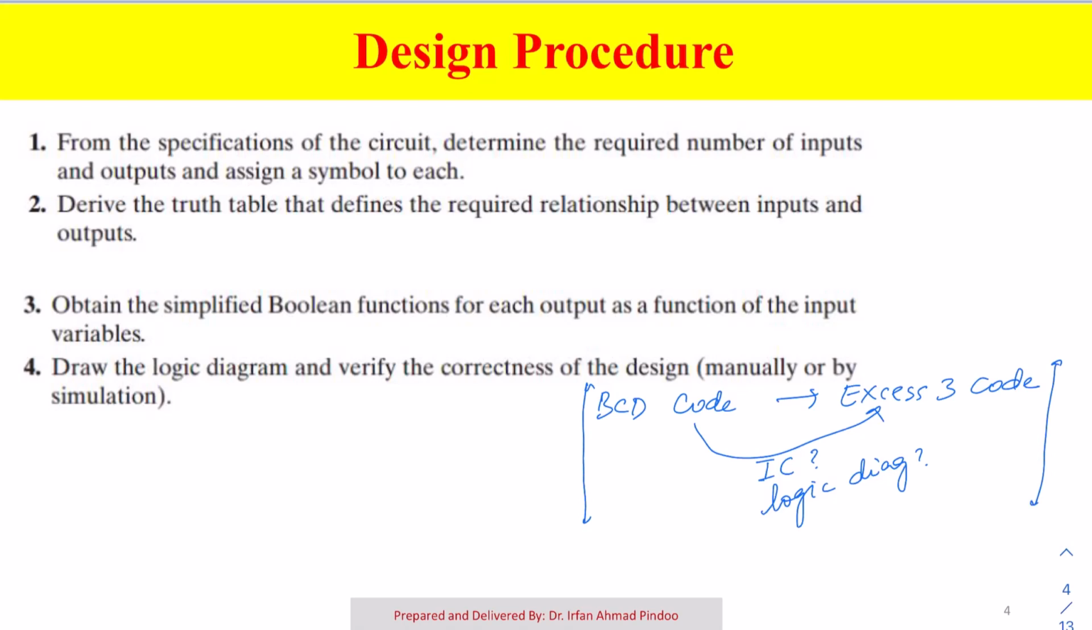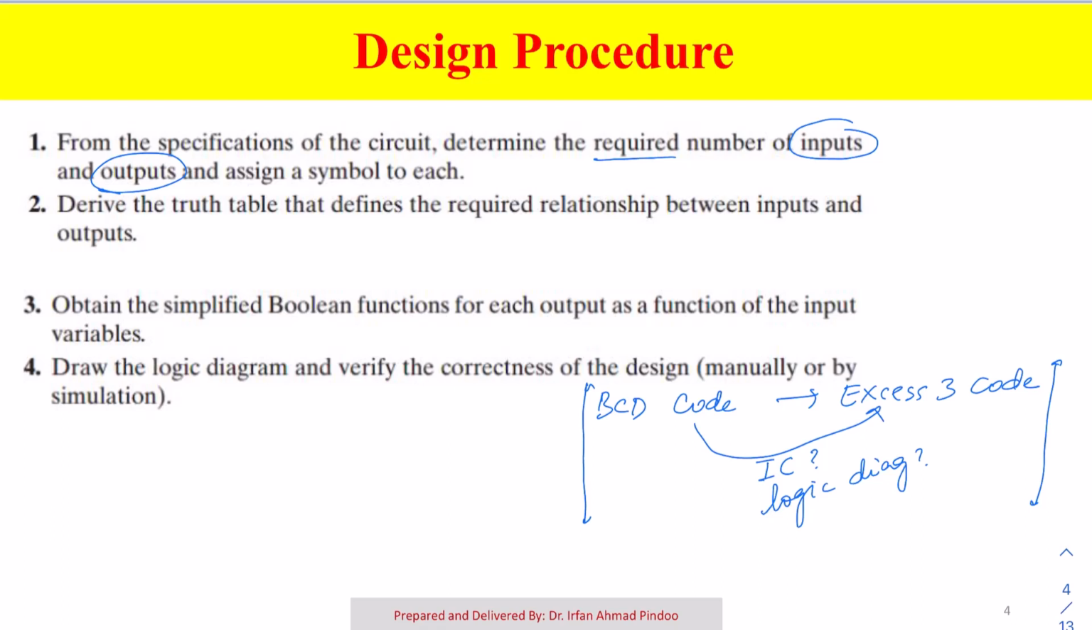In order to think in that way, these 4 steps which have been mentioned in the slide will be very helpful for us, and this is the approach we have to follow while we solve any question based on combinational logic circuits. The very first point is, from the specifications of the circuit, determine the required number of inputs and outputs and assign a symbol to each. It means that whatever is the question given to us, according to that question, we have to decide first of all as a designer how many inputs and outputs we shall assign.